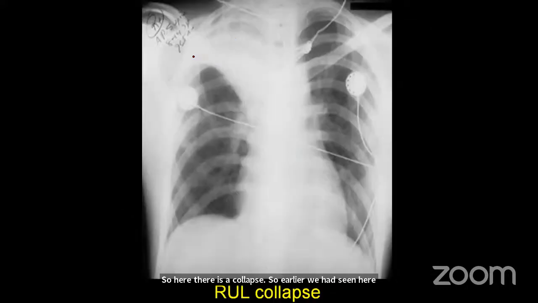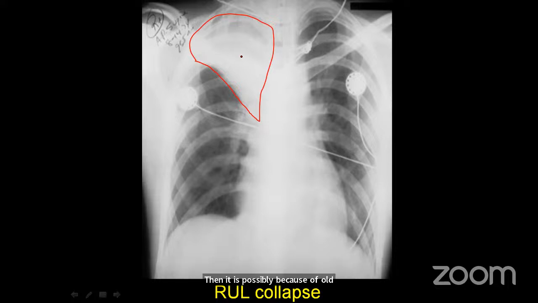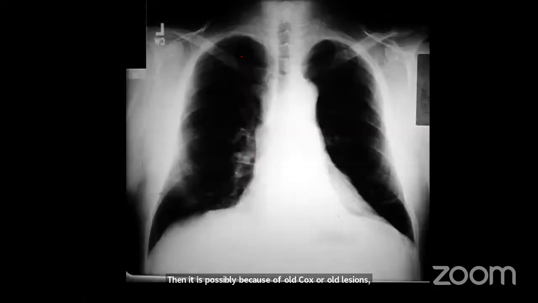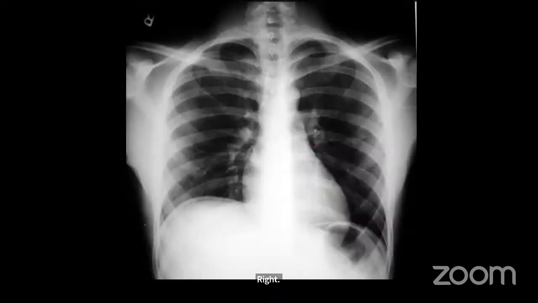If a patient comes with such a shadow, but it is an acute event, then we have to understand that the patient may be having consolidation. But if the repeated X-ray shows the same lesion and the patient is not having too much fever, then it is possibly because of old TB or old lesions and the collapse of the right upper lobe. Here you can see a shadow going like this. Sorry, and right. So it is a left lower lobe collapse, better seen on a CT scan.